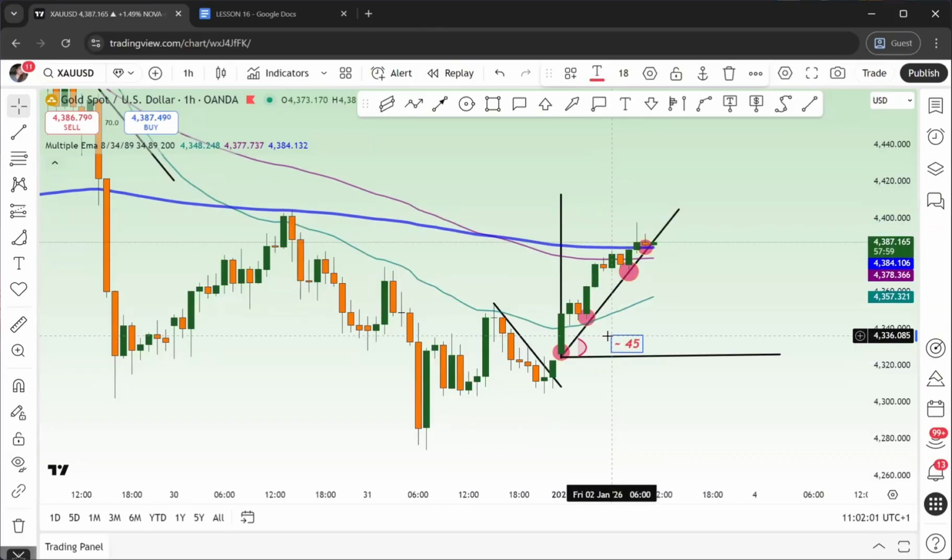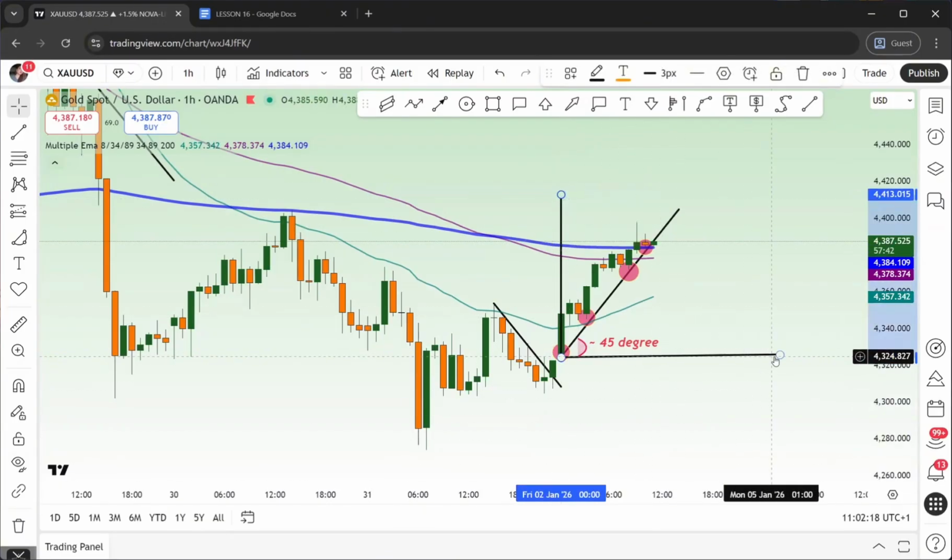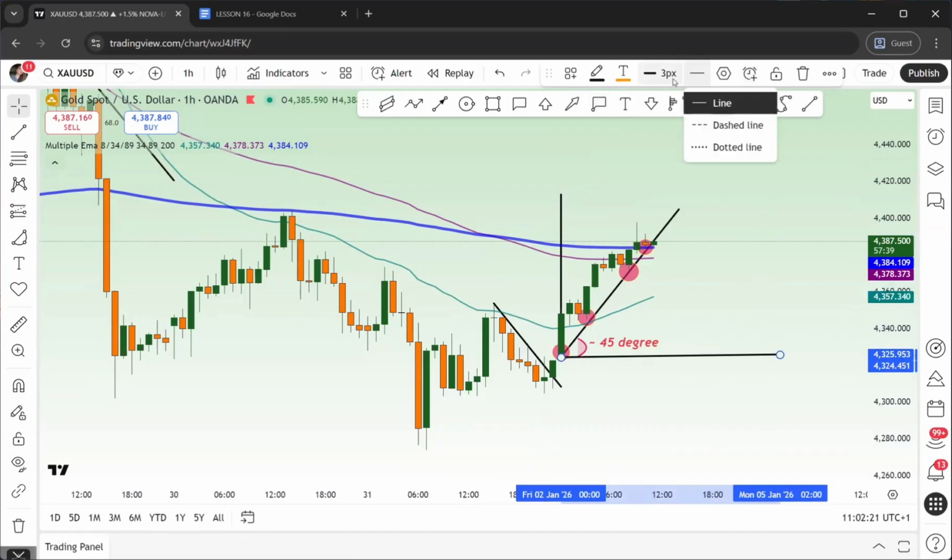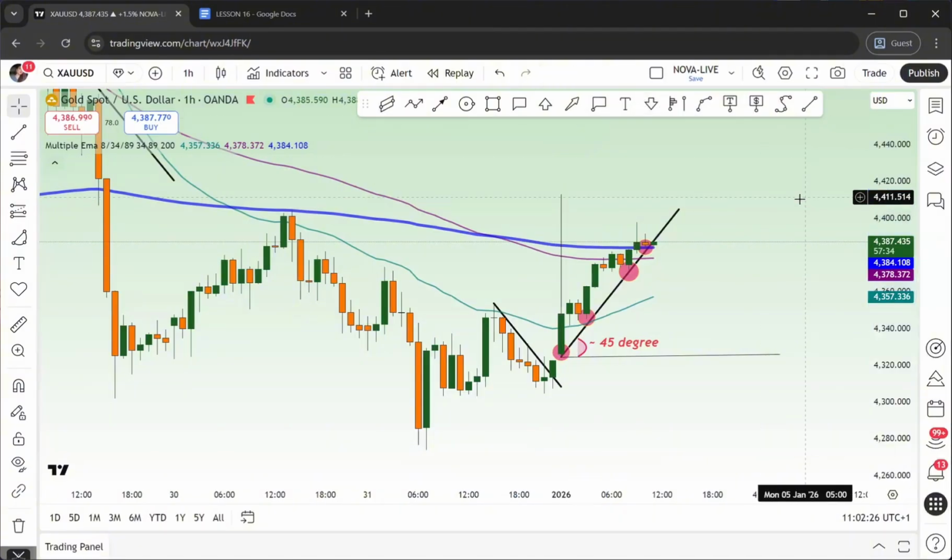Because I cannot type the degree mark on TradingView, I will note the word degree for you to understand easily. This is the vertical and the horizontal. Nearly 45 degrees is the standard angle. It's the healthiest and most durable trend.